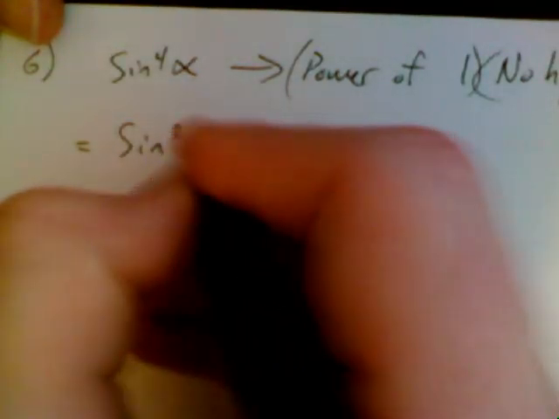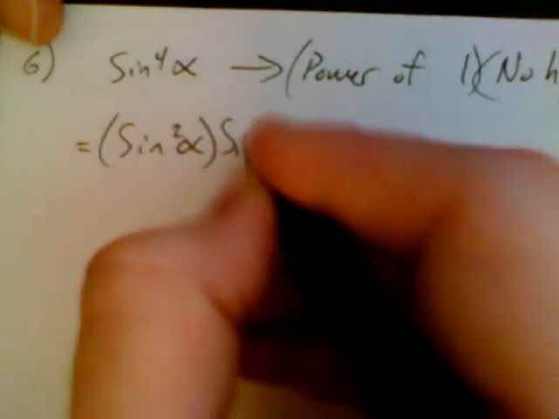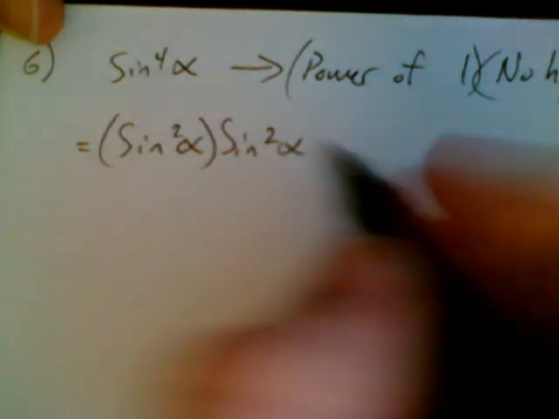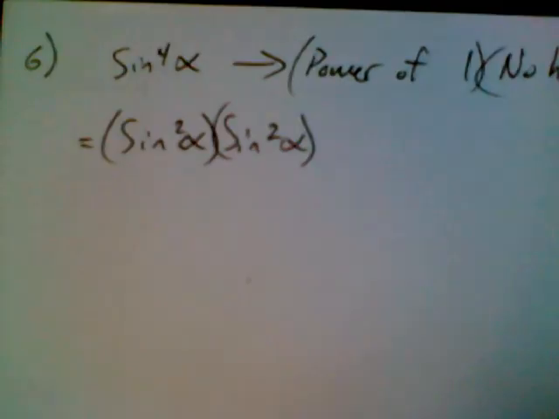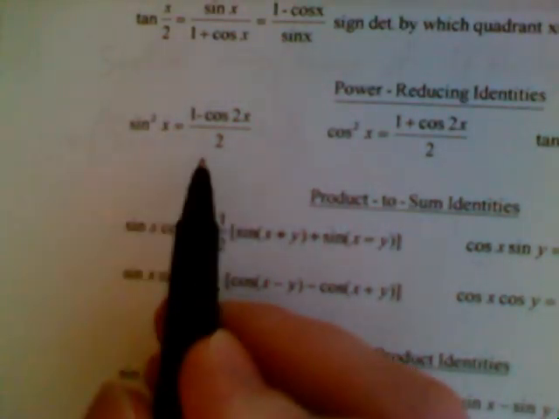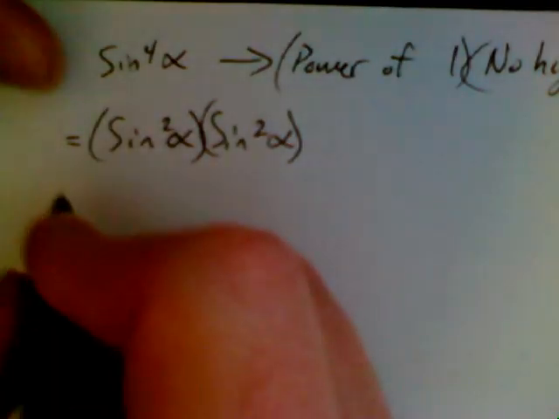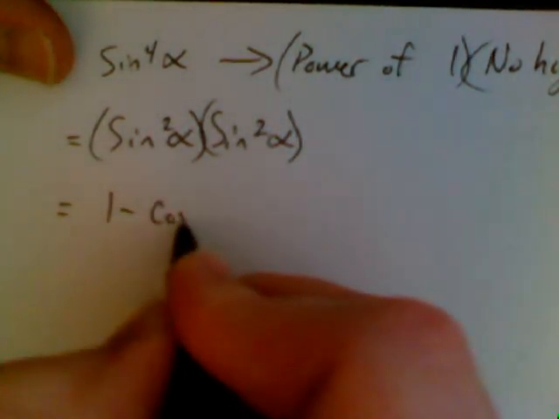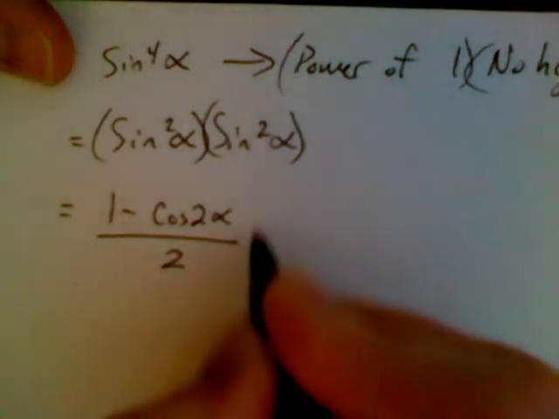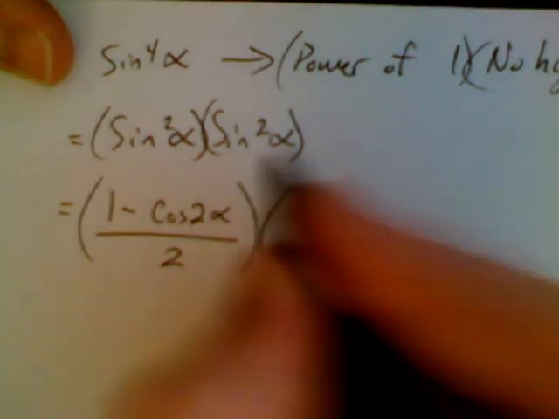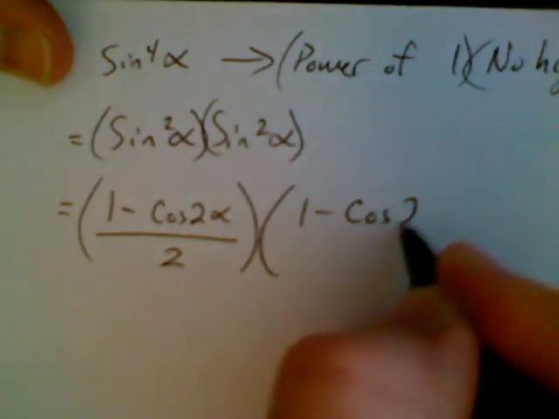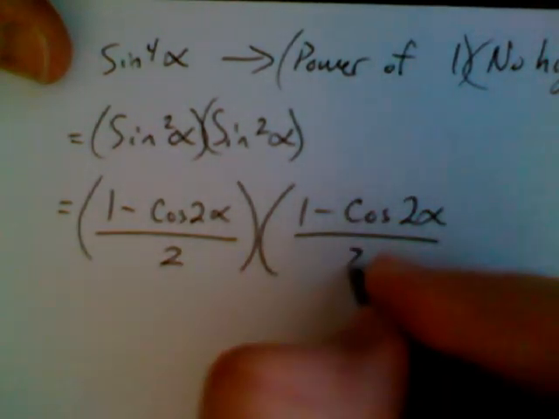So I'm going to go ahead and use that identity right here, because I have sine to the 4th, and I know that's really sine squared alpha times sine squared alpha. With that being done, that identity, sitting right here in front of me, is sine squared x is equal to 1 minus cosine 2x over 2. So this is equal to 1 minus cosine of 2 alpha divided by 2 times, again, changing this one over as well, 1 minus cosine 2 alpha divided by 2.